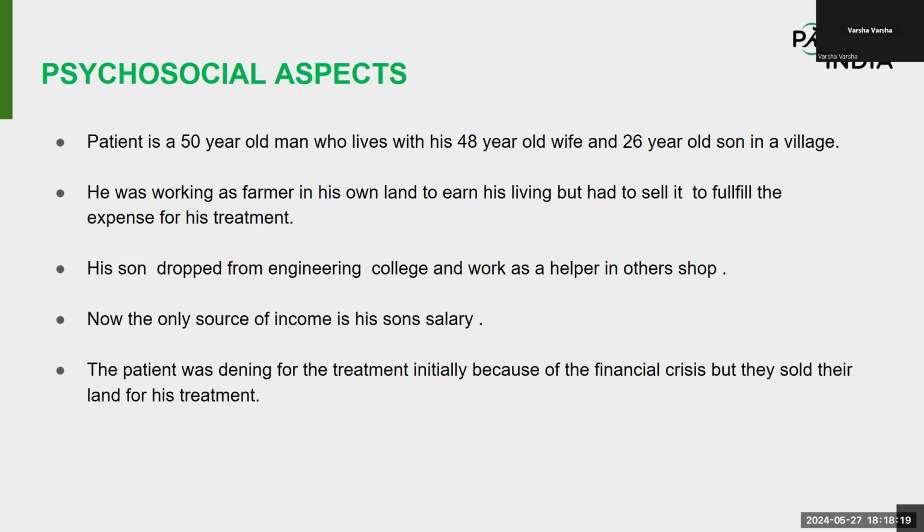Coming to the psychological aspects, the patient is a 50-year-old male who lives with his 48-year-old wife and 26-year-old son in a village. He was working as a farmer to earn his living but had to sell the land to fulfill the expenses for his treatment. His son had to drop out of engineering college and work as a helper in a shop. So now the only source of income was his son's salary. The patient was initially denying treatment because of the financial crisis, but they sold their land for his treatment.